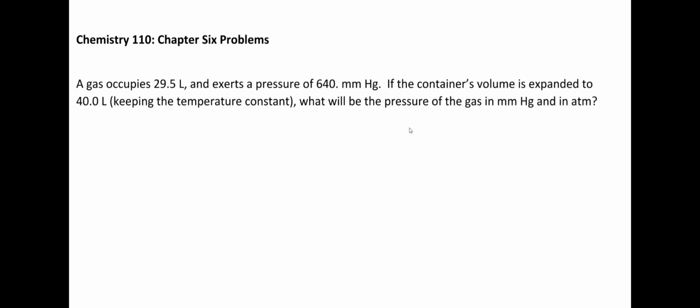So here we are in the notes view. Let's go ahead and label the important information. So first of all, we're given the volume and the pressure at the beginning. So let's label those. So this is V1 and this is P1. If the container's volume is expanded to 40 liters, so that's the ending volume, this is V2, and we're saying the temperature is constant, so what will be the pressure? That is P2, and that is what we want to know.